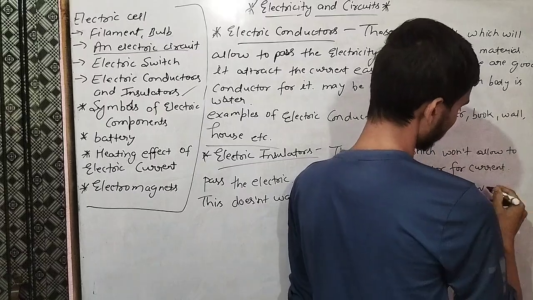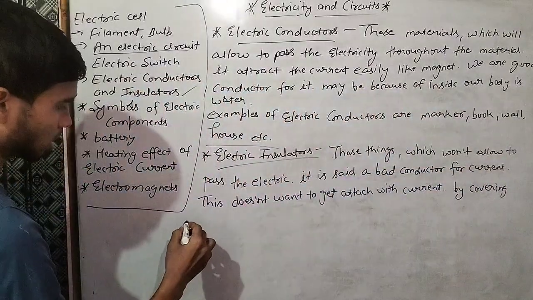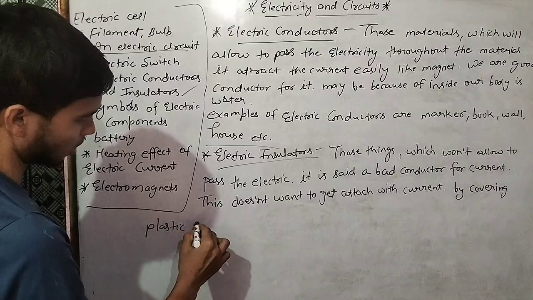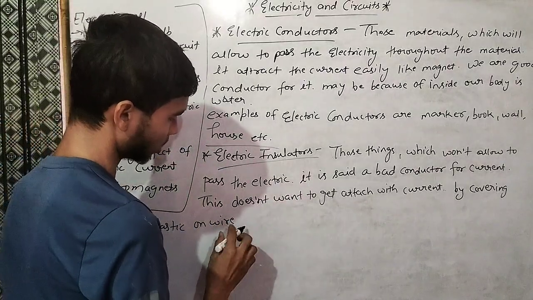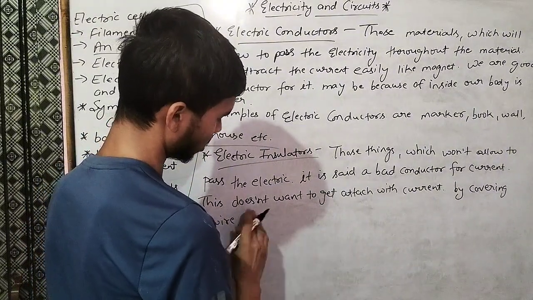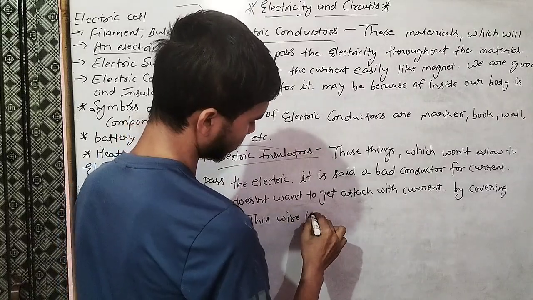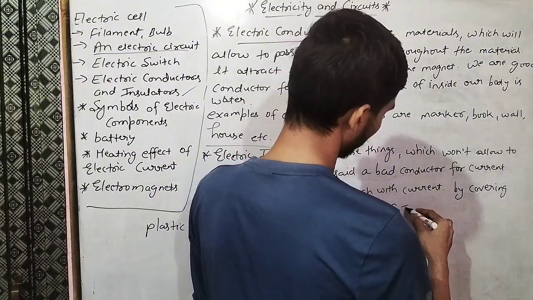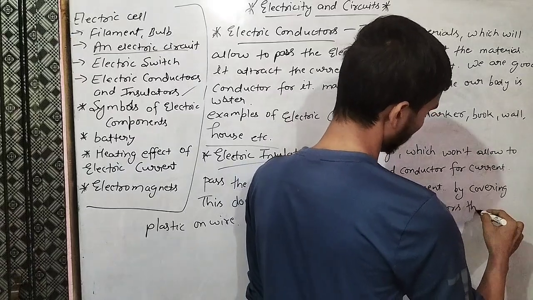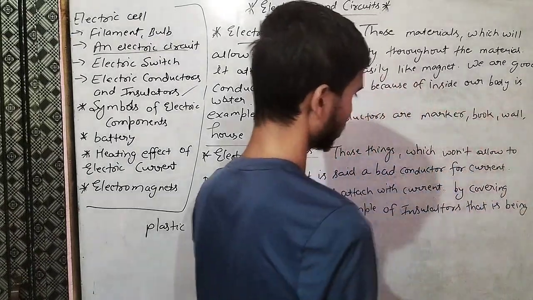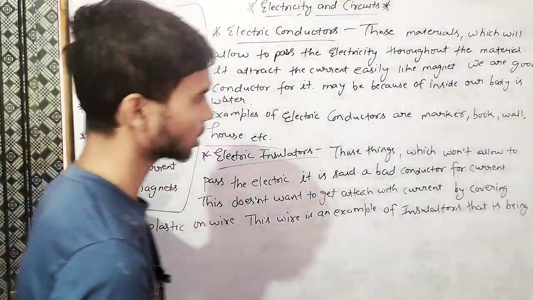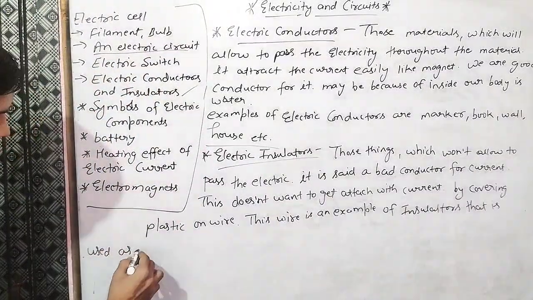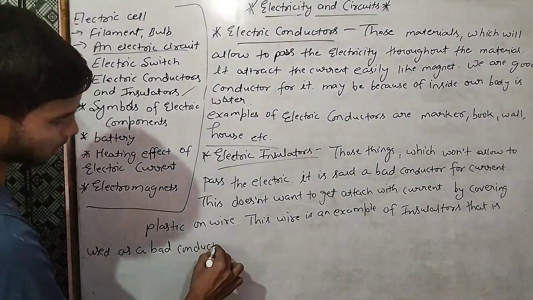By covering plastic on wire, this wire is an example of insulators that is being used as a guard for conductors.